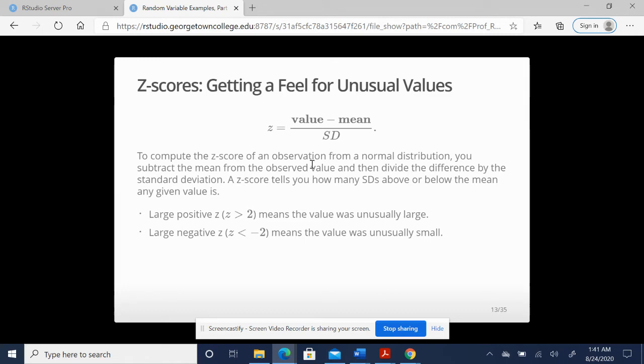Now, what are you really doing here? You're really trying to find out how many standard deviations whatever value you're observing is away from the mean. Now, we know that can be positive or it can be negative. If it's negative, that means this value is smaller than the mean. If it's positive, this value is greater than the mean. Anytime we are beyond 2 standard deviations away from the mean, either larger or smaller, we would say unusually large or unusually small.